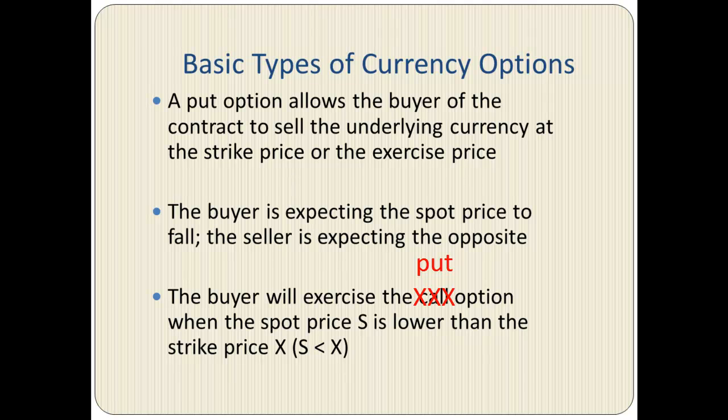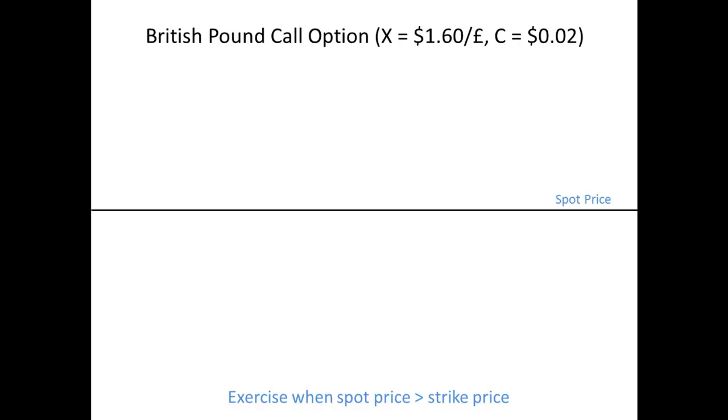Let's take a look at a couple of examples. Let's take a look at the call option first on British pounds. The strike price is $1.60 per British pound and the call premium is 2 cents. This option will be exercised when the spot price is above the strike price. We are going to plot the spot price along the x-axis and we are going to plot the profit or loss at expiration along the y-axis.